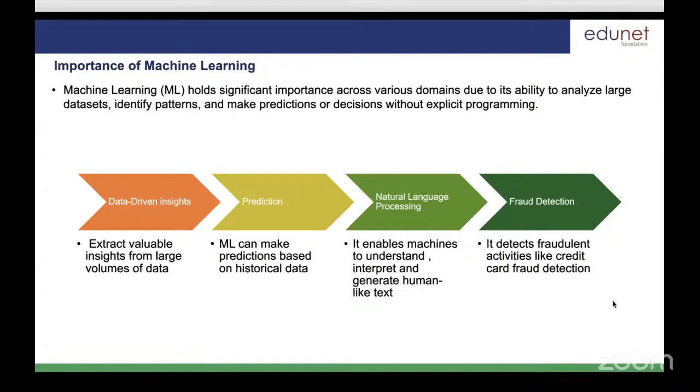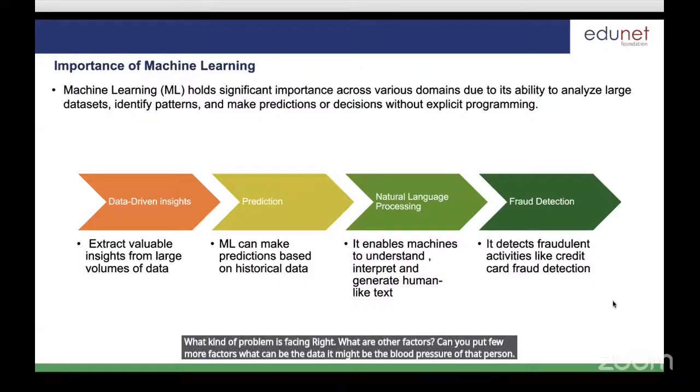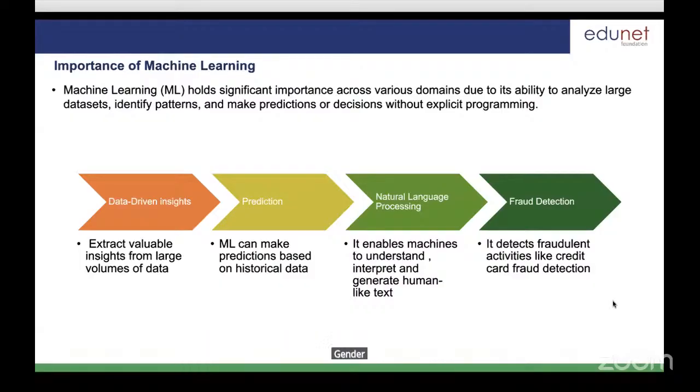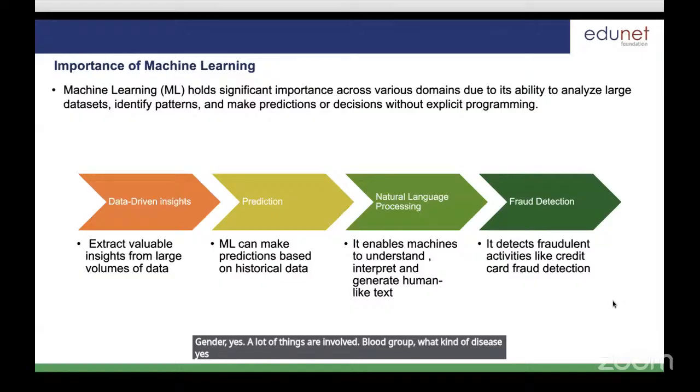It might be the blood pressure of that person, gender, yes. A lot of things are involved. Blood group, what kind of disease, pulse rate, sugar level. A lot of things are being taken out, right? It can be anything. So until you understand the data well, it becomes hard to create a model.